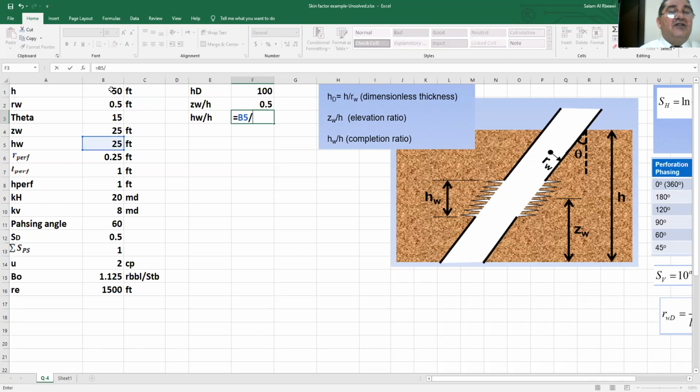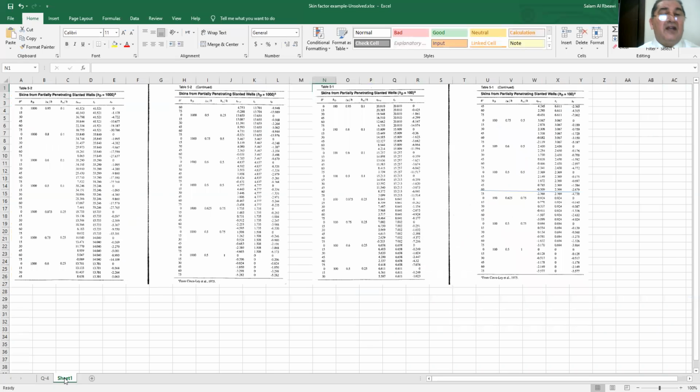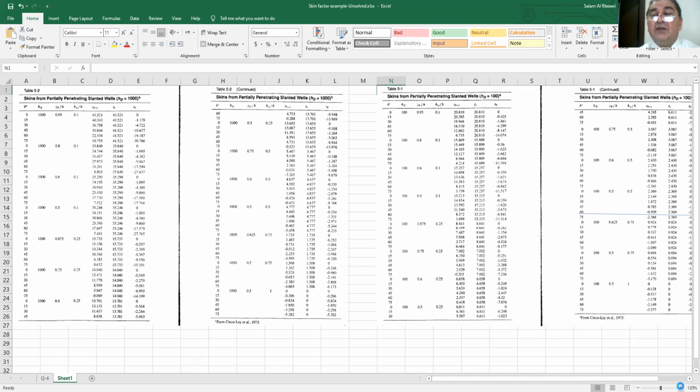Divided by H. So we are good. Now we have all the parameters that we need to calculate S sub C and S sub theta. The table given by Simcoli et al. Now I'm going to go to the tables. Here are the tables. See? Let me make it bigger so it could be clear to you.